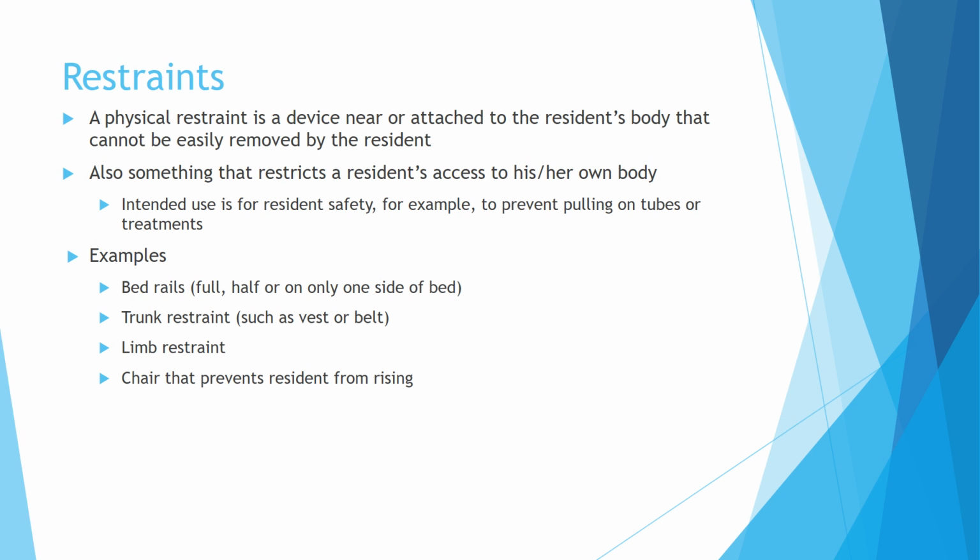And when you're tying something onto the bed frame, you need to make sure that it's not on the movable parts of the bed frame, such as maybe the rails. You would not want to tie it onto a rail, but you would tie it onto the main frame part of the bed. And maybe a chair restraint that prevents the resident from rising. So you have them in a chair with the table locked in place. That would be considered a restraint because they're not able to move about freely.